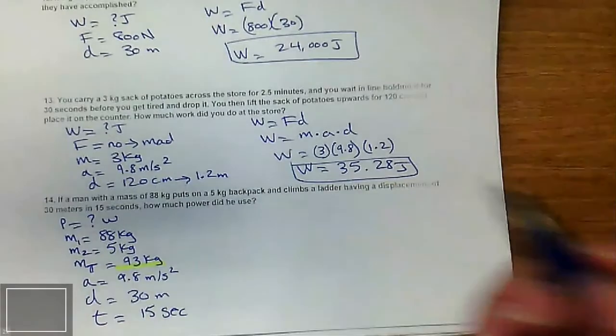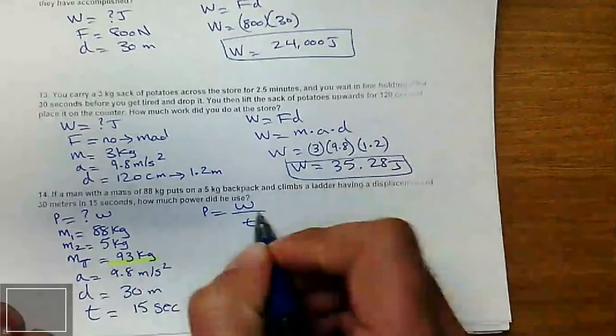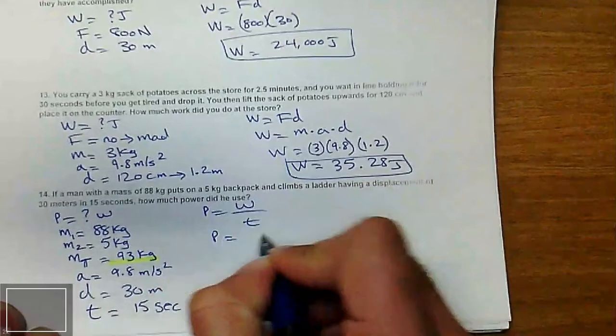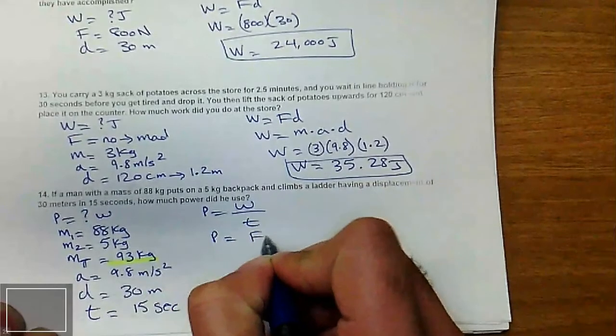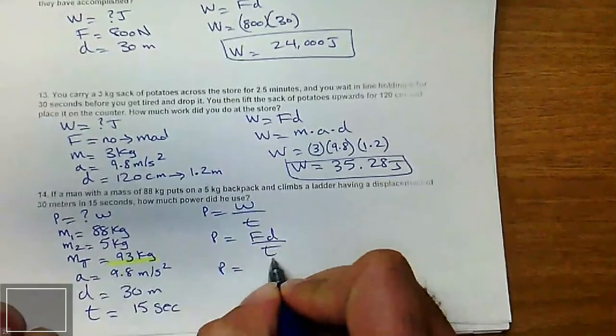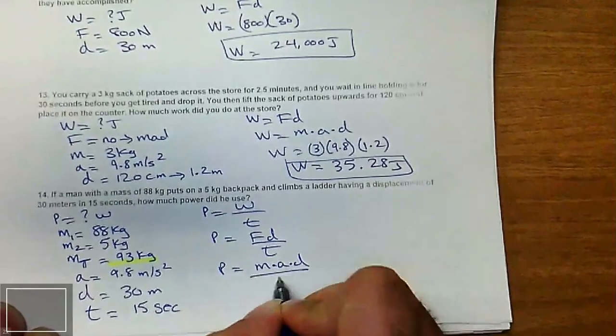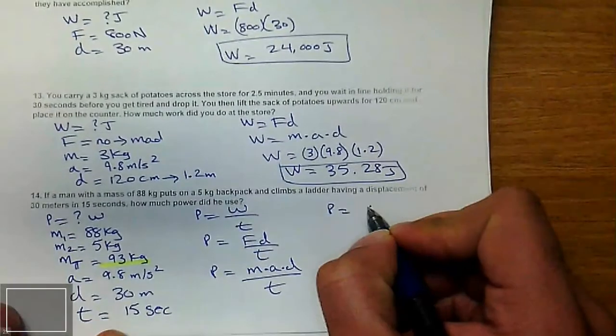Our equation is going to be P is equal to work divided by time. Of course, we don't have work listed, so P gets broken down into F times D divided by T, and ultimately the F gets broken down to M times A. So it's M times A times D divided by T.